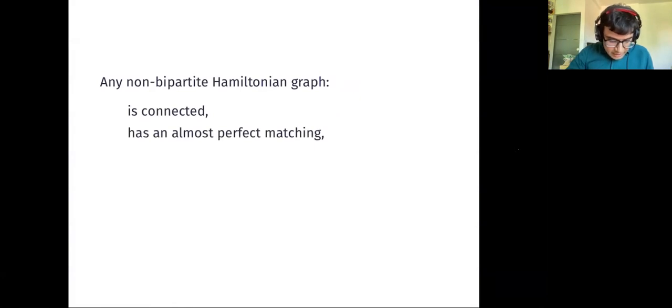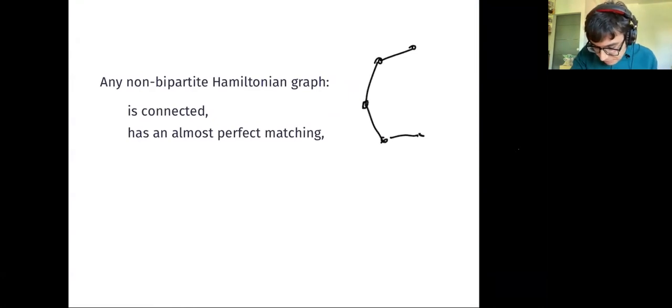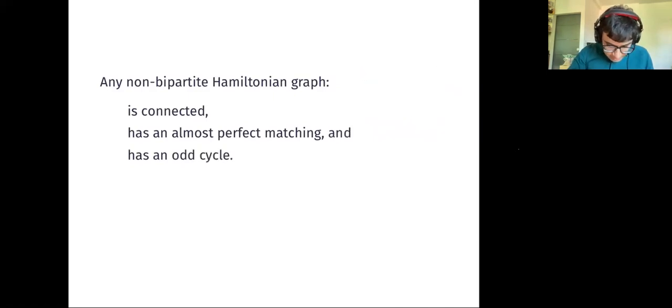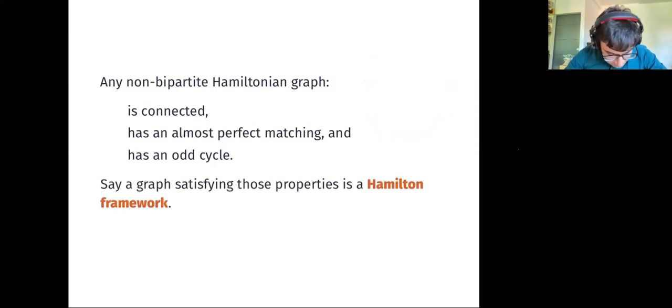Your graph should have an almost perfect matching. And this is again true because if you have a Hamilton cycle in your graph, then you can select these edges in an alternating fashion. And you will cover everything except maybe one vertex, but this is an almost perfect matching. So you have a large matching. And such a graph should also have an odd cycle, because I want this graph to be non-bipartite. Okay, I didn't say anything interesting here. But let me say a graph which satisfies those properties is a Hamilton framework.